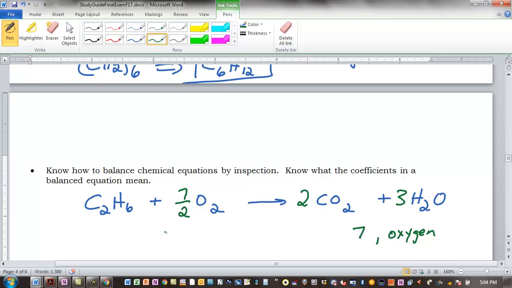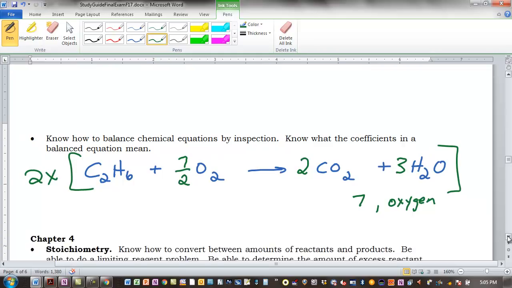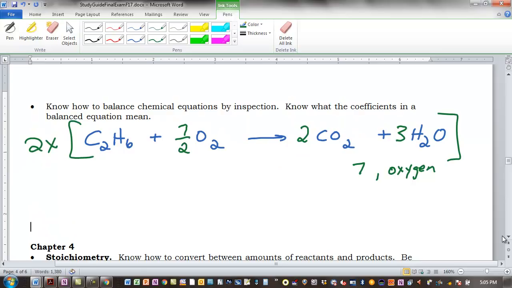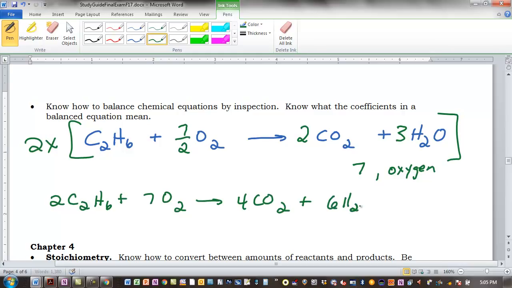Okay, and so if you have one like this on the final exam, it will say balance with the smallest set of whole number coefficients. So this one we end up with a fractional coefficient. Don't let that freak you out. In this case, with this being 2, to get to 7, we have to multiply by a fraction. But that's not a big deal because we can then just multiply the whole equation by 2. And end up with 2 times C2H6, 7 oxygens, 4 carbon dioxide molecules, and 6 waters.